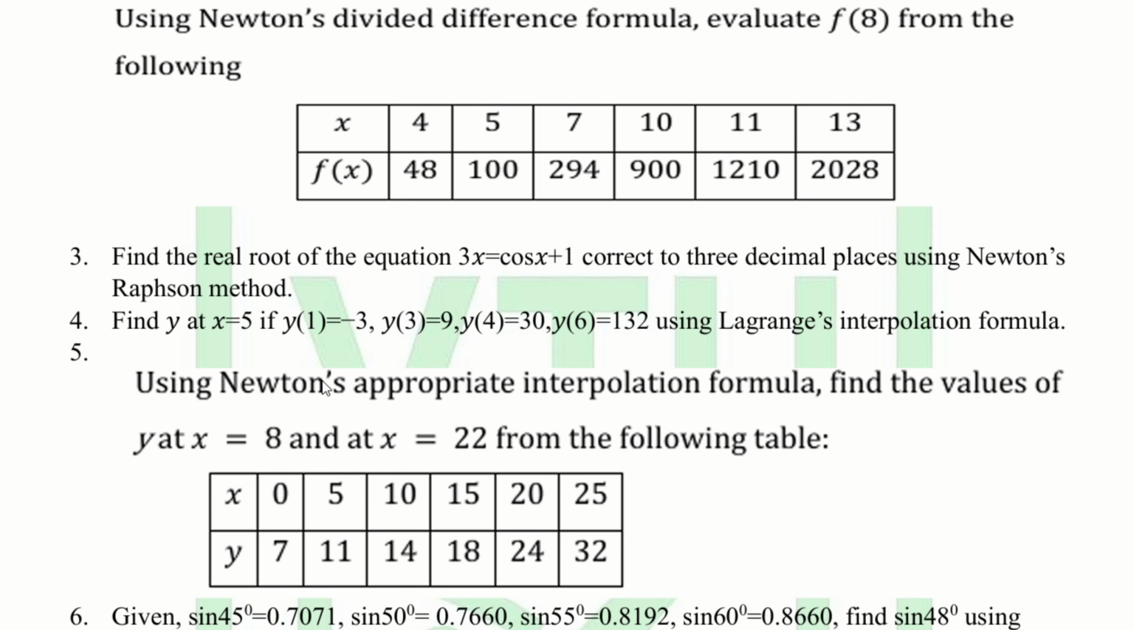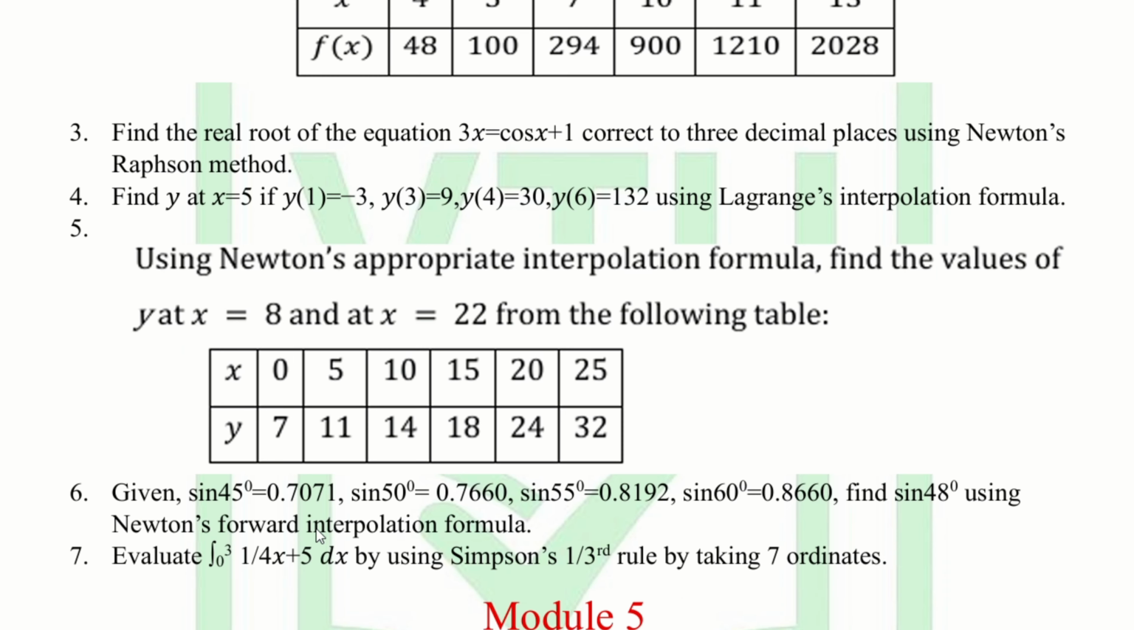And the fifth question is using Newton's appropriate interpolation formula, find the values of y at x = 8 and at x = 22 from the following table.